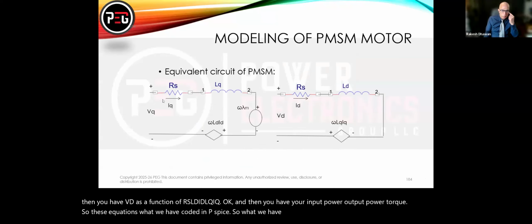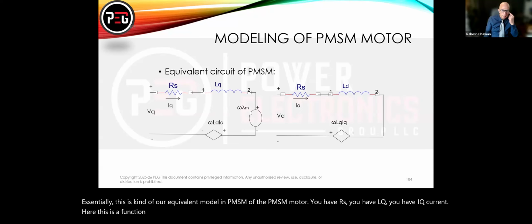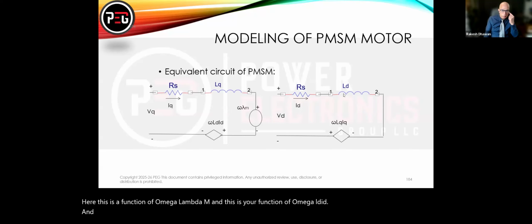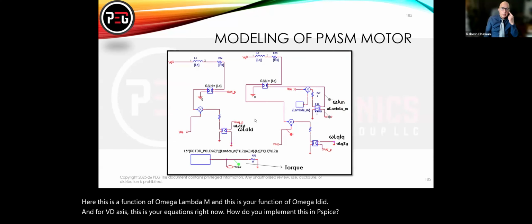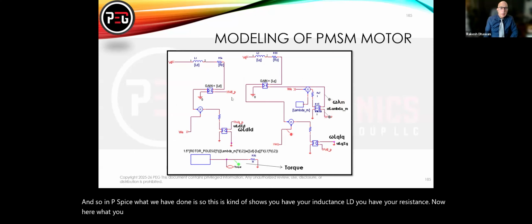So this is essentially an equivalent model of the PMSM motor. You have RS, you have LQ, you have the IQ current here. This is a function of omega lambda M, and this is a function of omega LD ID. And for the VD axis, these are your equations. Now, how do you implement this in PSPICE? This shows you the inductance D and your resistance. Here you take this VDP, which comes from here.